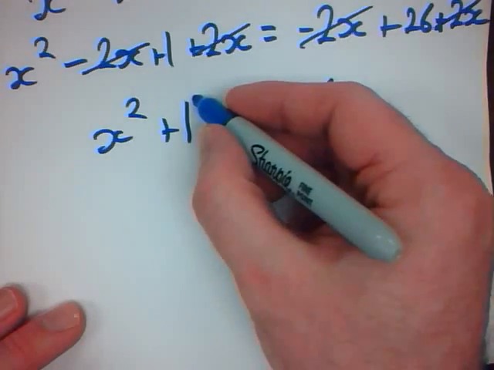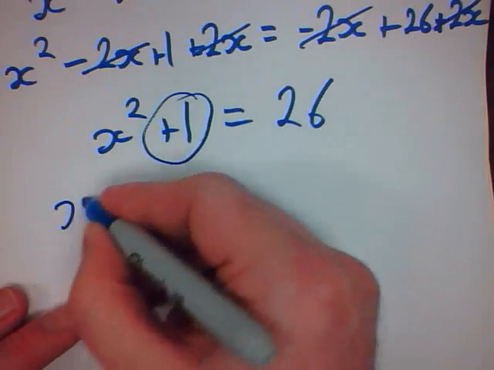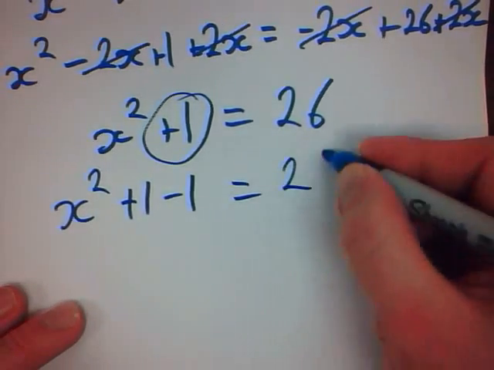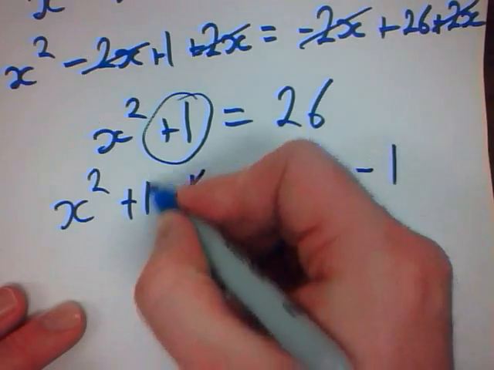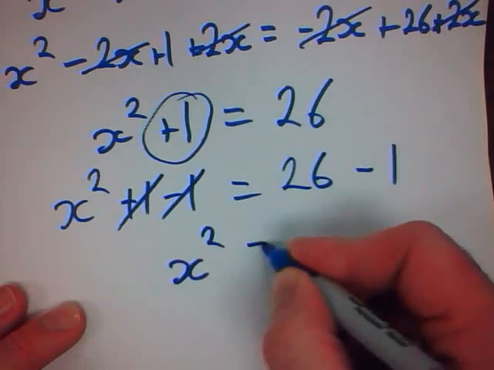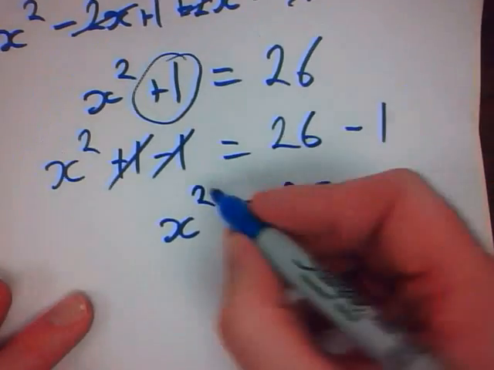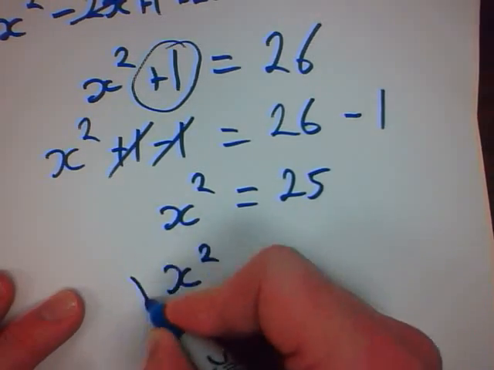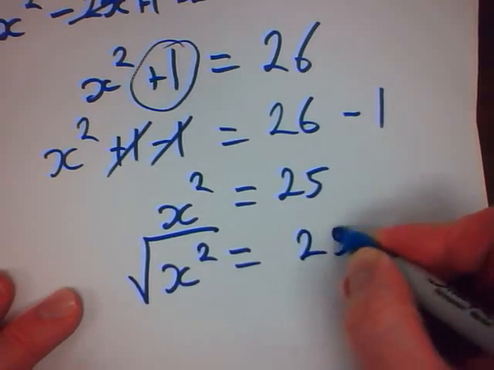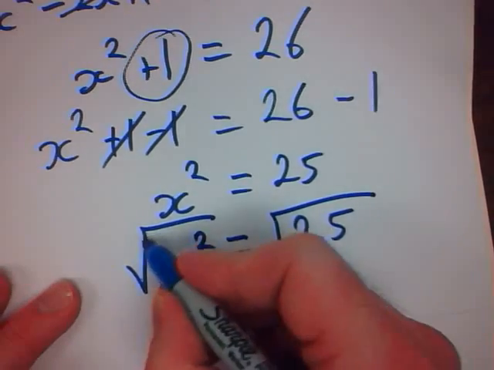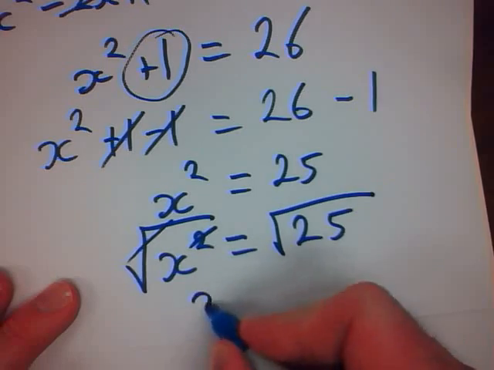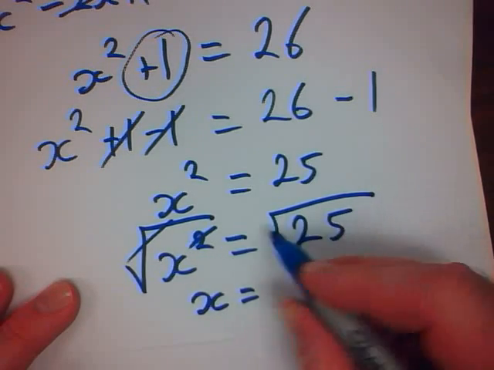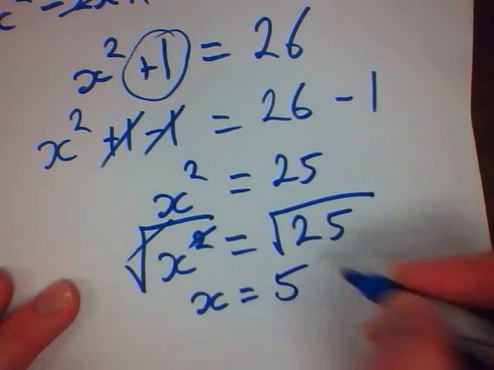I'm doing SAMDEB, so I'll be getting rid of this. The opposite of adding 1 is subtracting 1. Whatever I do to one side, I must do to the other. X squared equals 25. I want to get rid of the power of 2. Well, the opposite of the power of 2 is the square root. Whatever I do to one side, I must do to the other. That will cancel. What number multiplied by itself equals 25? Because that's what square root means. X equals 5.